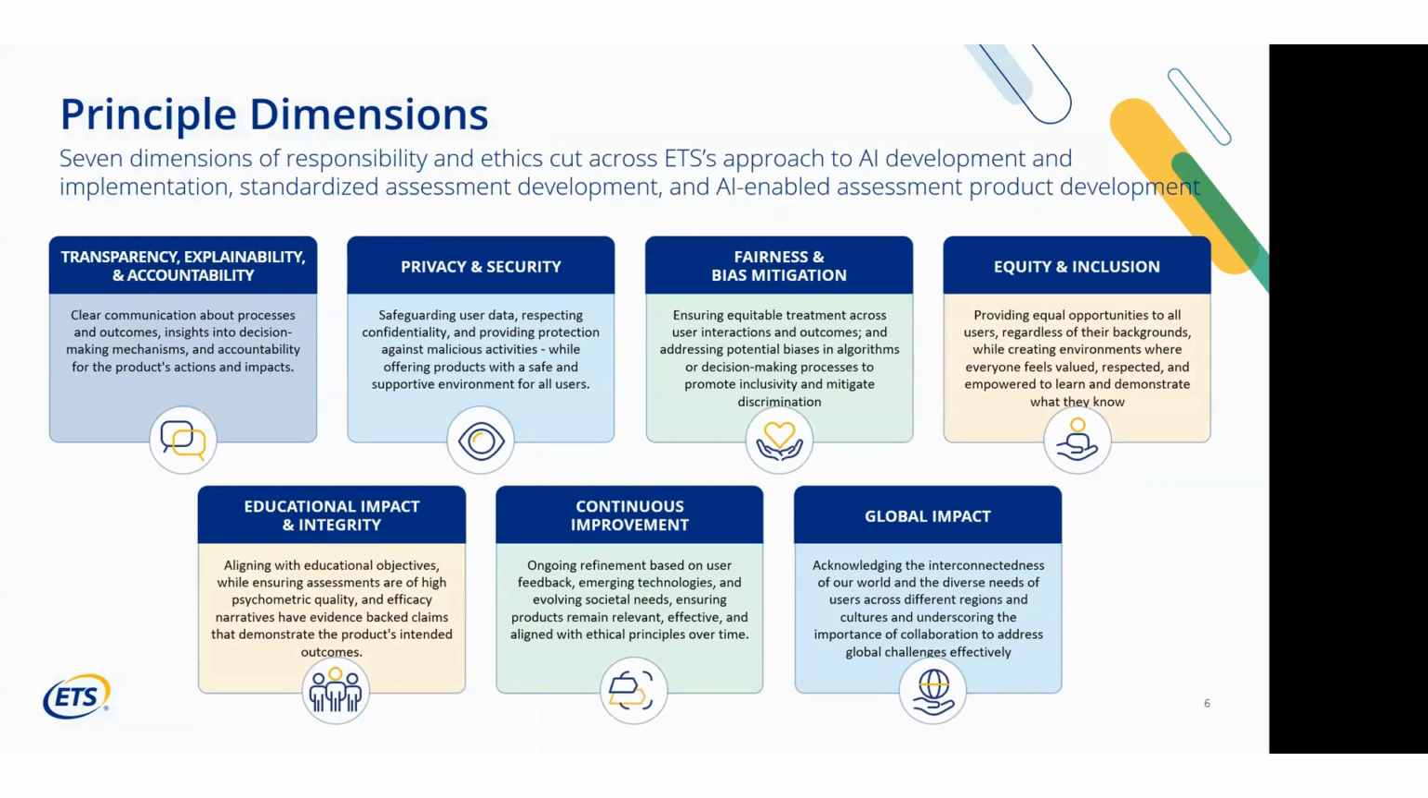So I won't read all of the definitions of the dimensions that we have defined and are thinking about at ETS. But again, it won't really surprise you. When we think about transparency, for example, it's all about clear communication of processes, making sure that the outcomes of specific products or assessments are being communicated openly and honestly. Privacy, we want to safeguard users. We want to mitigate bias in any way that we can. We want to focus on equal opportunities for users, regardless of their backgrounds.